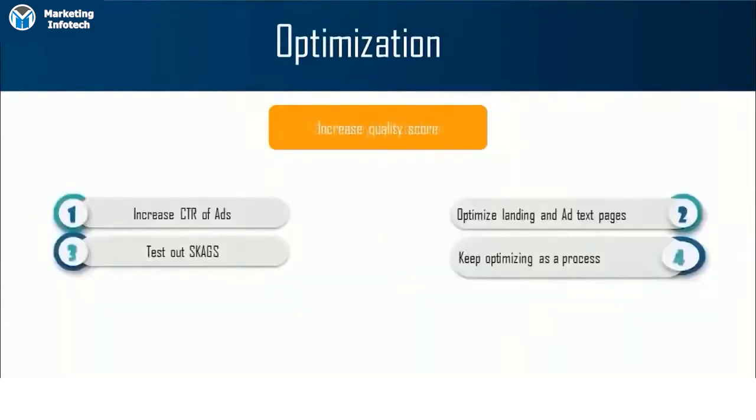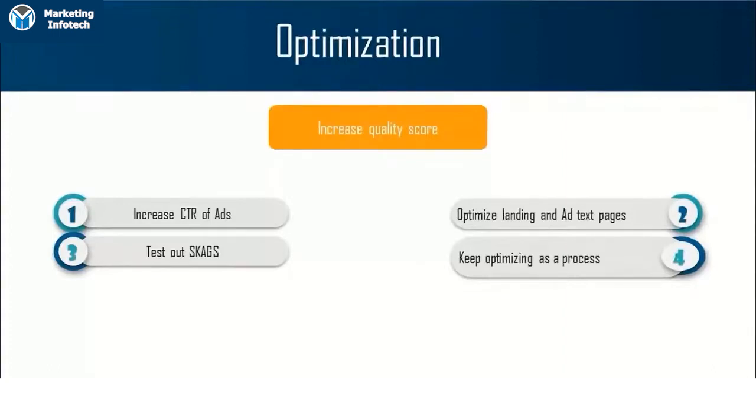Increase quality score. Quality score is the most important factor and it depends a lot on click-through rate. Click-through rate of your ads can only be increased when you experiment a lot on the ad text. So you need to put in the right keywords. You need to do a lot of experimentation to write good ad text. Optimizing landing pages and optimizing ad text, explained before.